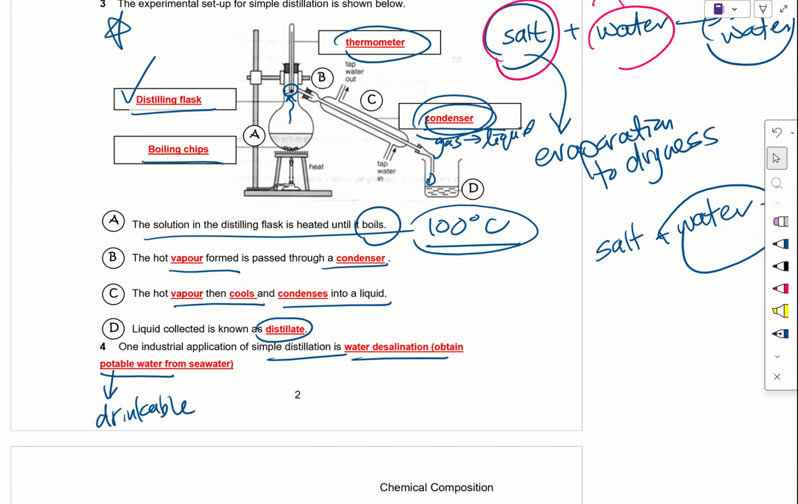So I've explained what a thermometer is. Basically, it is to check the temperature at which the water vapor is at 100 degrees. If it's at 100 degrees, it is pure water.